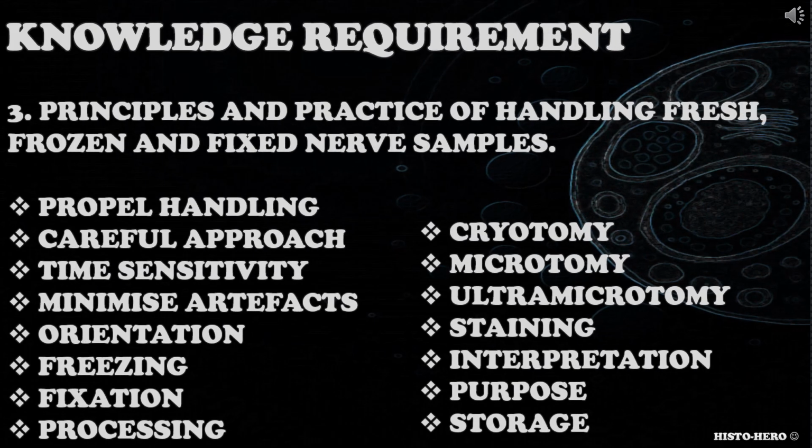The third knowledge requirement is for you to know the principles and practice of handling fresh, frozen and fixed nerve samples. How would you handle fresh, frozen and fixed nerve sample? Consider their primary use and the procedures. What is the difference between them? Consider proper sample handling, careful approach to minimize mechanical damage, time sensitivity, orientation, freezing, fixation, processing, cryotomy, microtomy, ultramicrotomy, staining, interpretation of findings, purpose of each method and storage of samples following histological analysis.